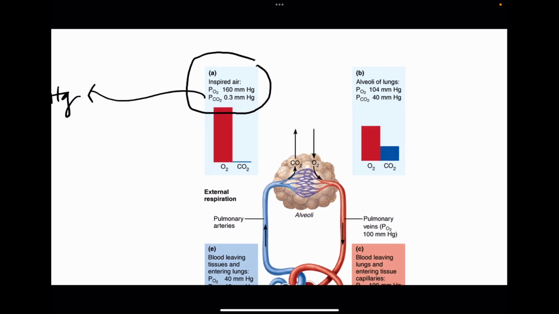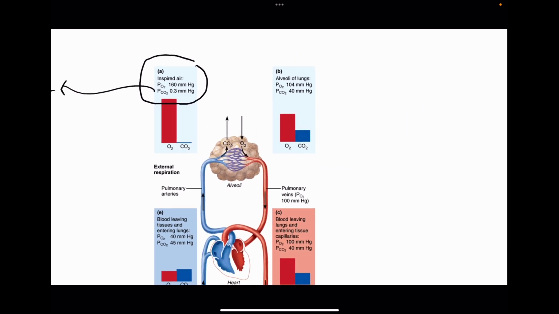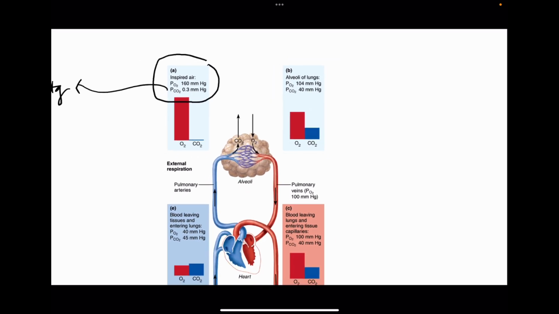All right. So then the alveoli of your lungs already has air in them. When we bring in the new air and mix it with the old air that's already in your lungs, what you end up having is a partial pressure of oxygen of 104 millimeters of mercury and a partial pressure of CO2 of 40. Because again, what you bring in from the atmosphere is not going to stay at 160 and 0.3, because this new air that's coming in is mixing with the old air that was already in your lungs.